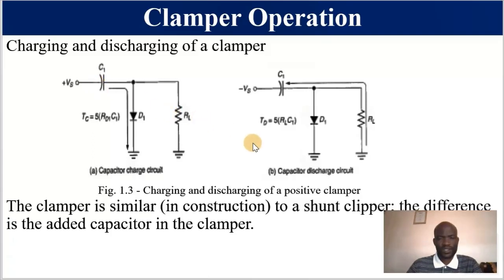The discharge time of the capacitor is also 5 tau, where tau is equal to the resistance of the load resistor times the capacitance of C1. And we said this time constant must be greater than the time period of the input waveform, so that we maintain the voltage across the capacitor when it is discharging to a fairly constant value.